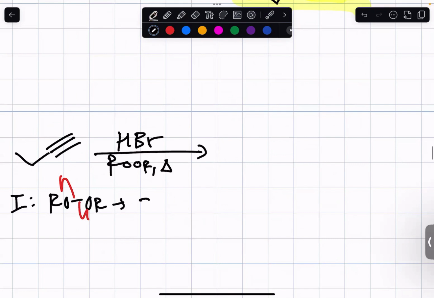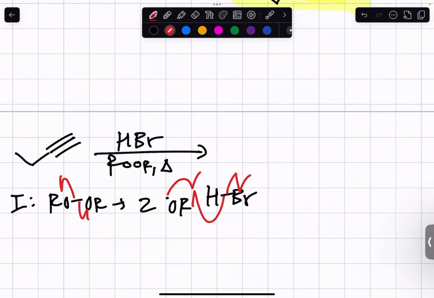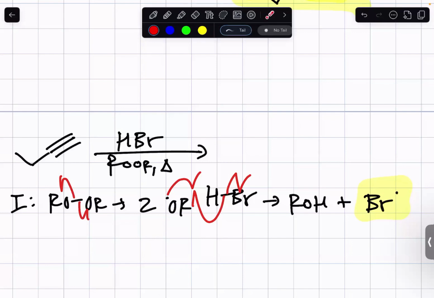Once we have the two OR radicals, we bring in the HBr to have one of the OR radicals interact with the H of the HBr and kick out one of the electrons of this bond between H and Br onto the bromine, creating a bromine radical. So we're going to have a neutral alcohol and a bromine radical. That's the point of the initiation step. We want to get to that bromine radical right there.